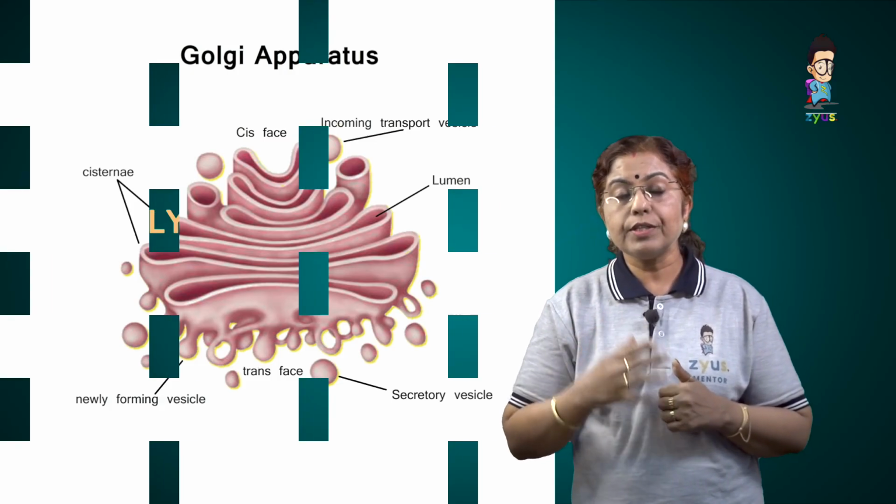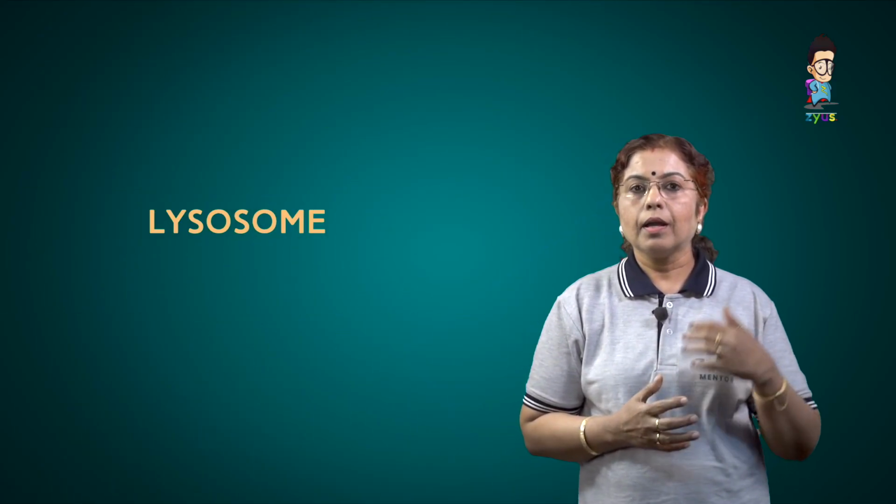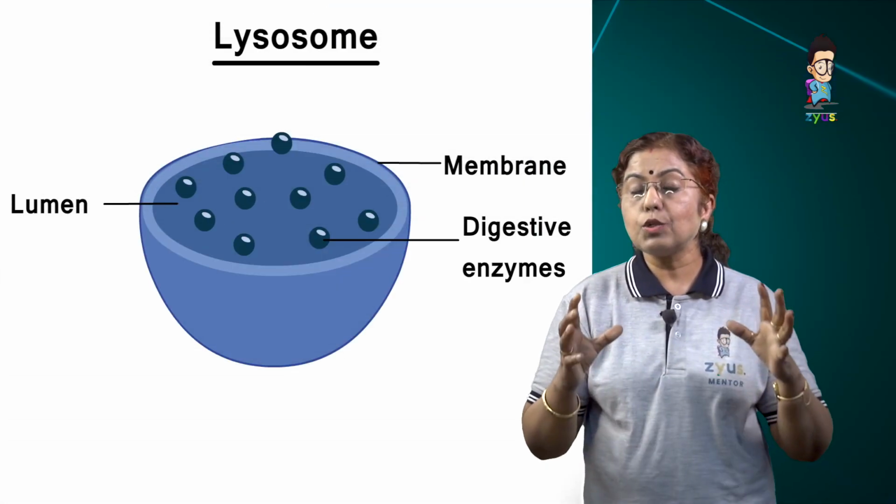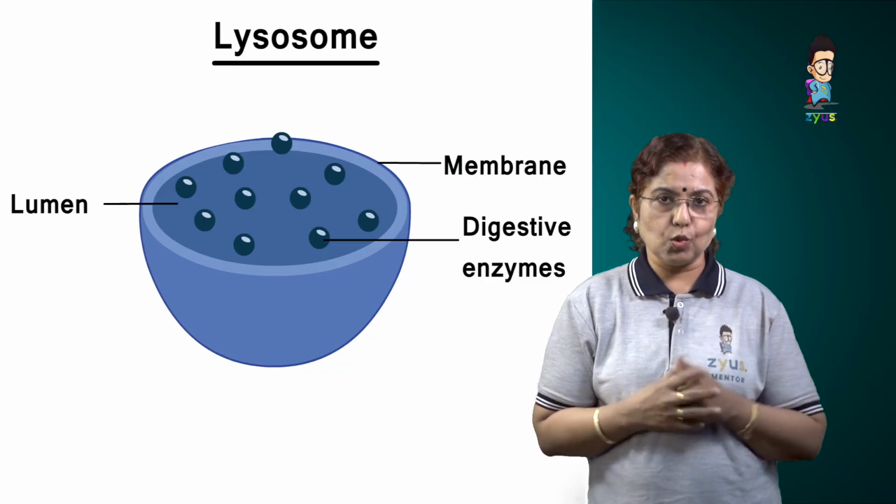The next organelle is lysosomes. Look at the diagram here. Lysosomes are membrane-bound structures filled with digestive enzymes. These digestive enzymes break down all the organic materials in the cell. Let us know the functions of lysosomes.